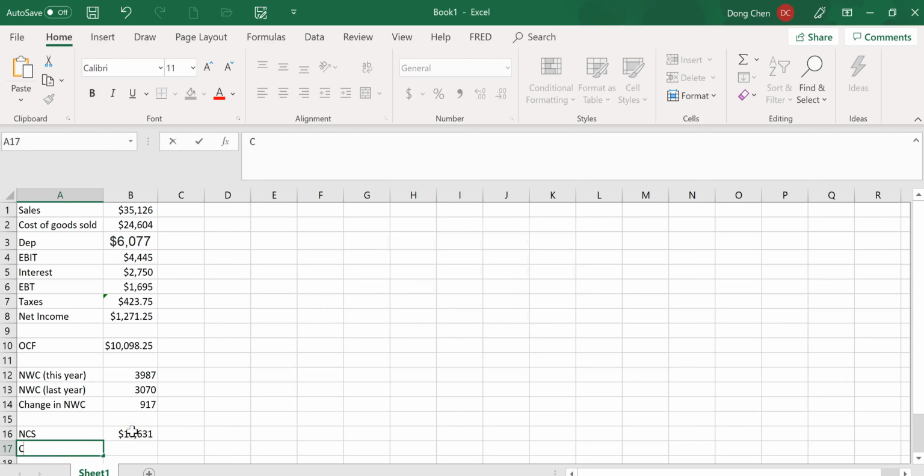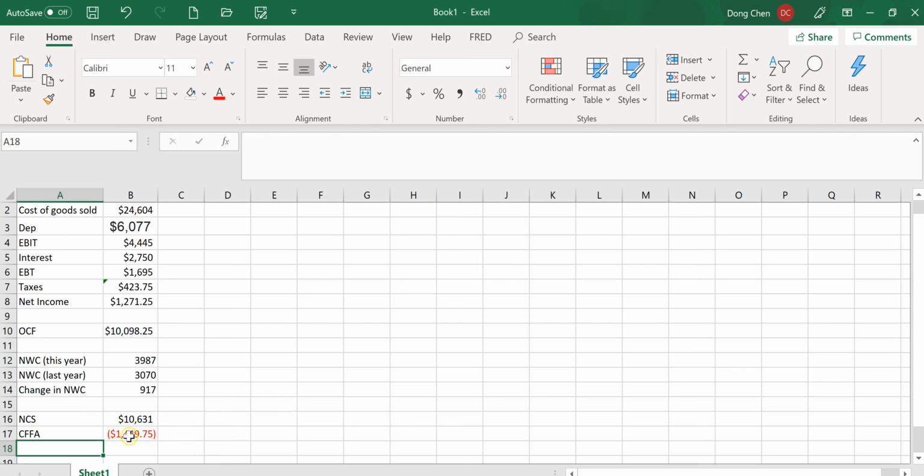So eventually, our cash flow from assets is simply the OCF minus the change in NWC minus the NCS. So you see that actually we have a number in parentheses, so this means it's a negative number, but that's fine. This negative number means that over the year the cash actually flows out of the firm rather than into the firm. So if we run it up, we can find this equals negative 1450.